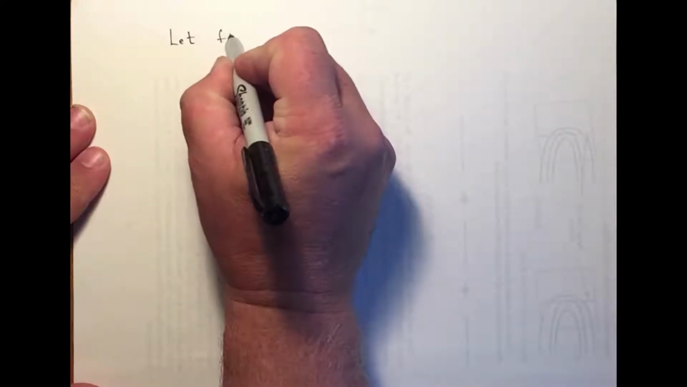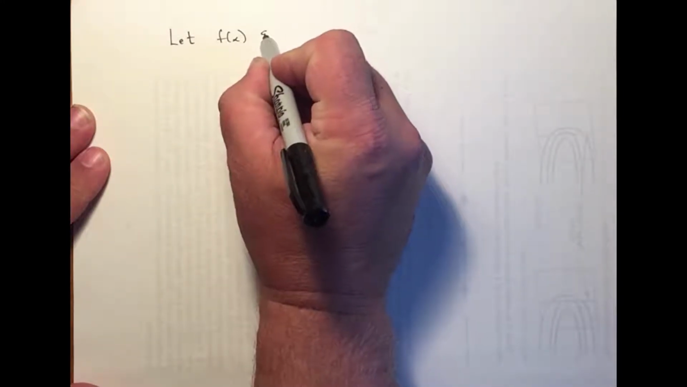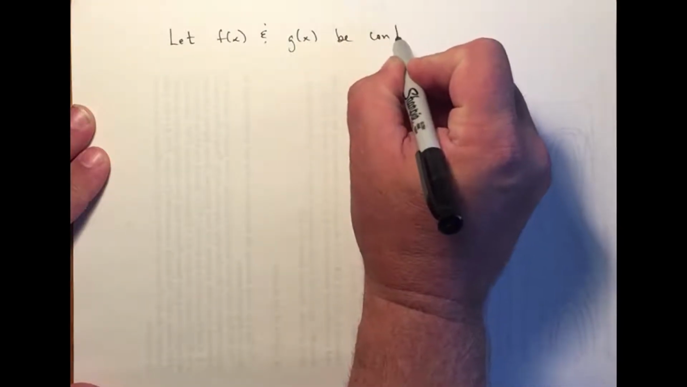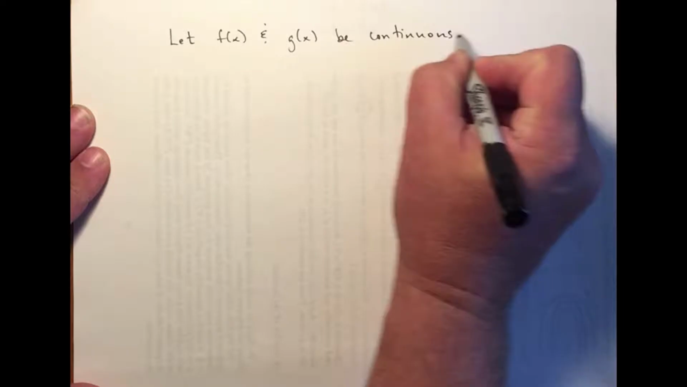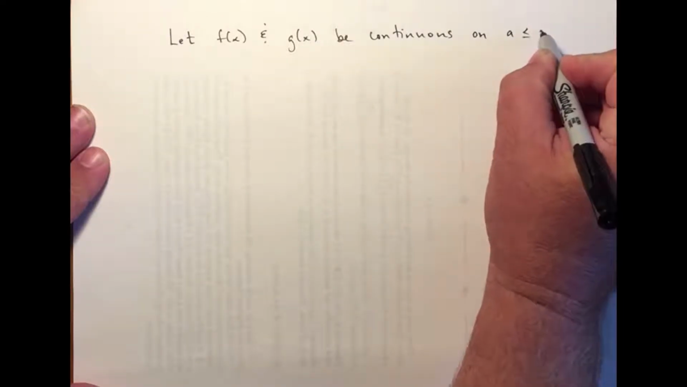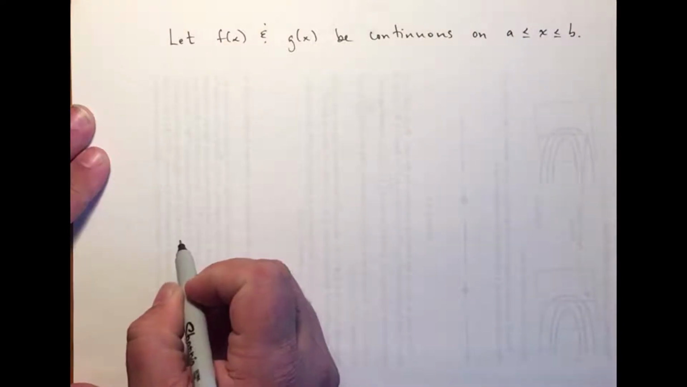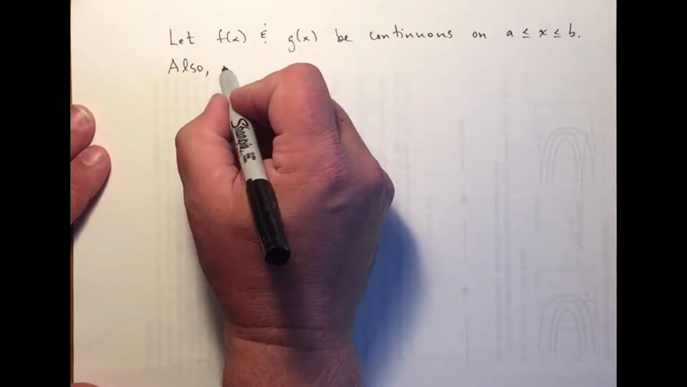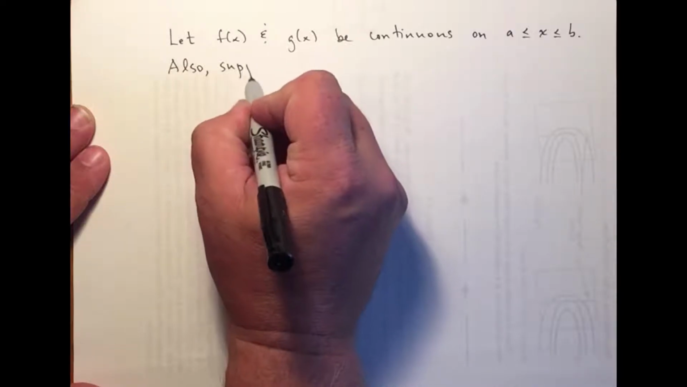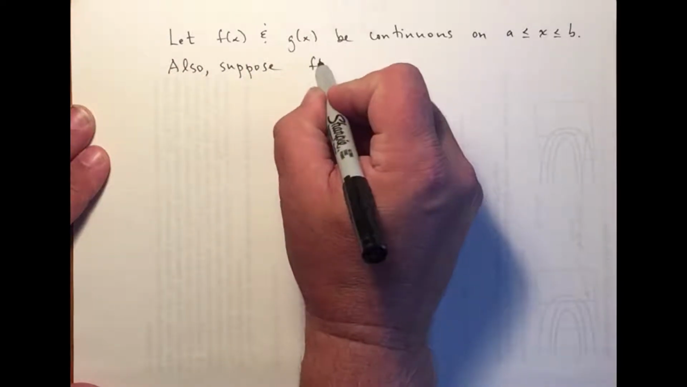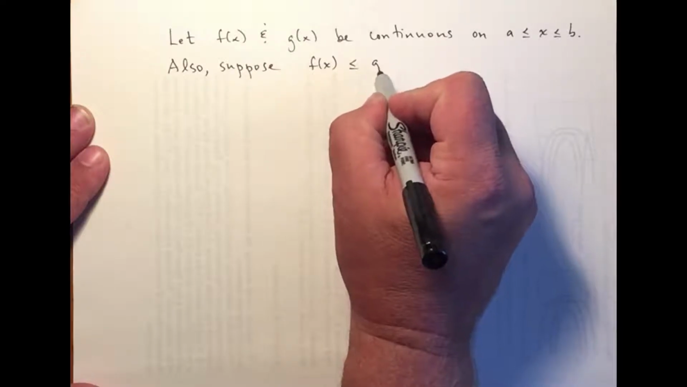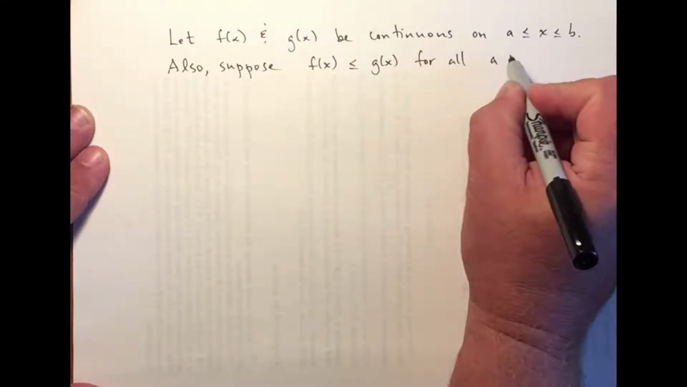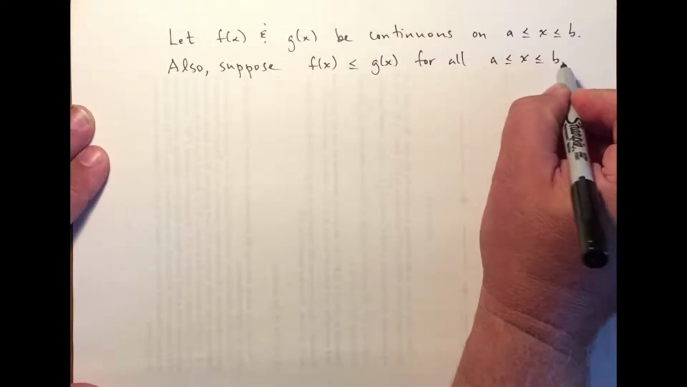So for this example, we're going to let f of x and g of x be continuous on the interval from a to b. And also, for the sake of this example, we're going to suppose f of x is less than g of x for all x's on that interval.